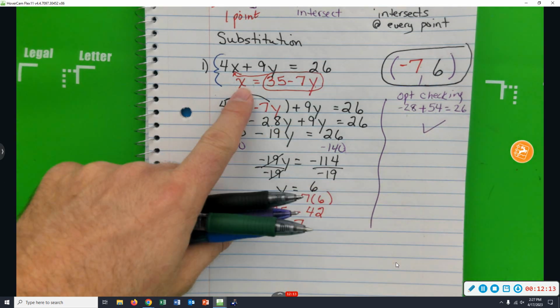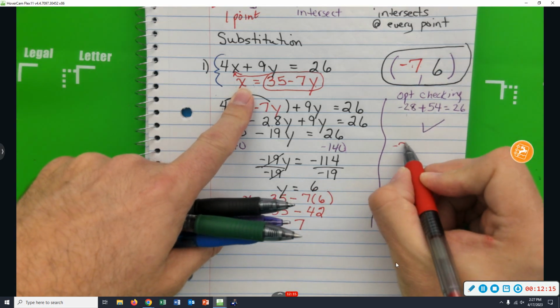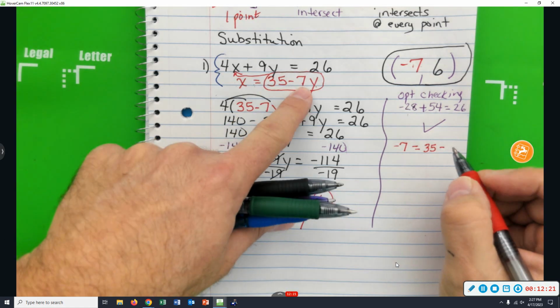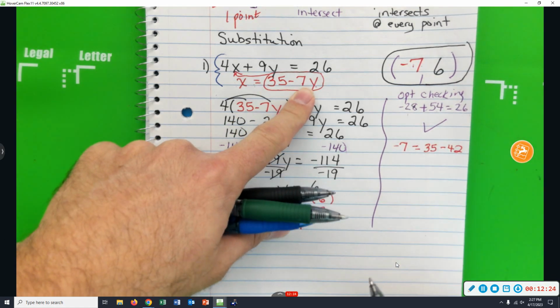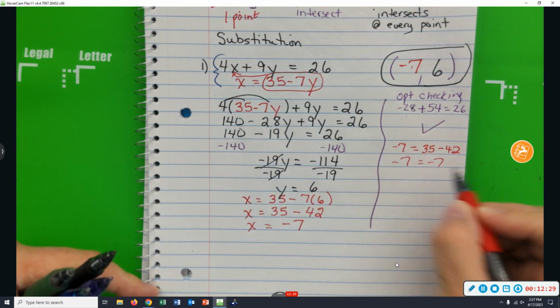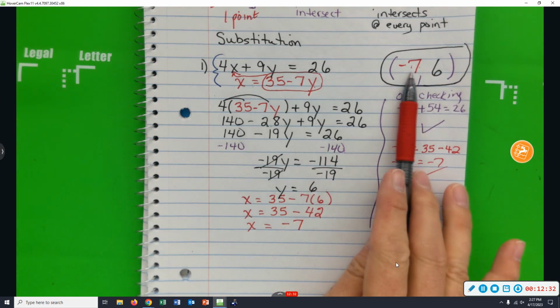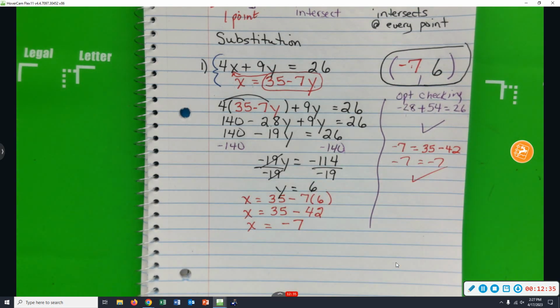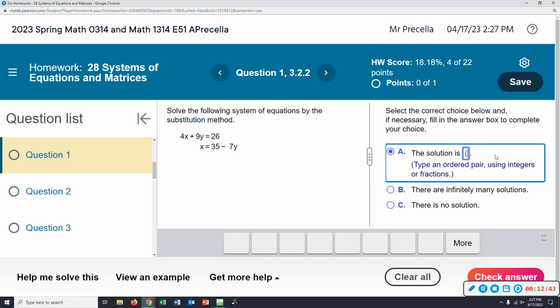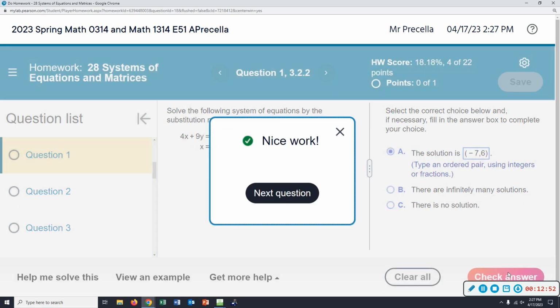Now, checking it down here, x, -7, equals 35 minus 7 times 6, which is 42. Are we getting the same number on both sides? Yes. So that one checks. So I'm 100% confident that -7, 6 is the correct answer. Parentheses, -7, 6, close parentheses, and check the answer.